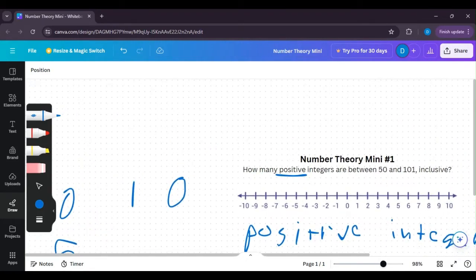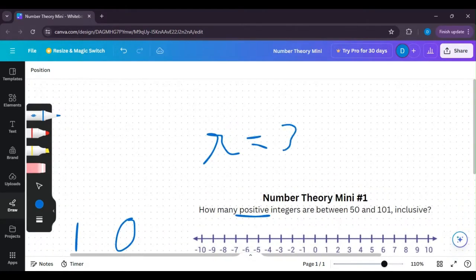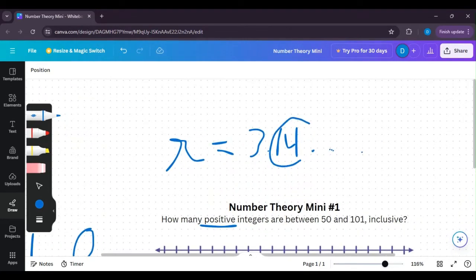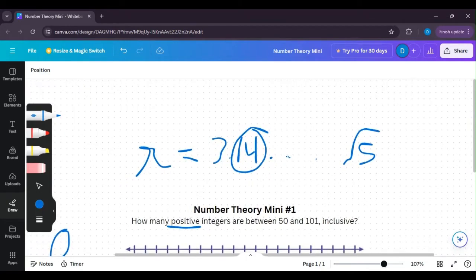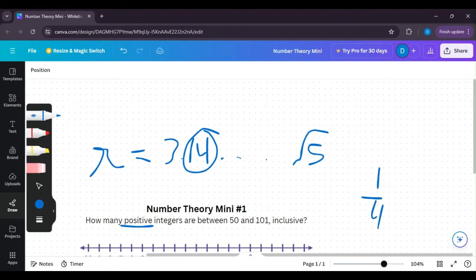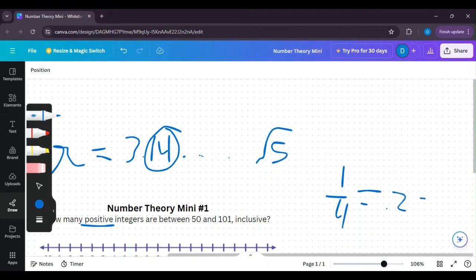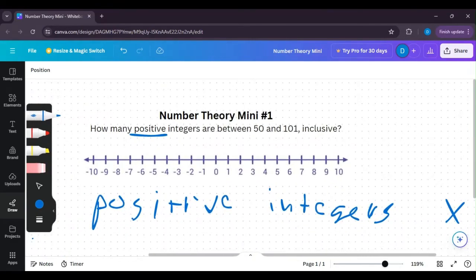So pi is not an integer because it's equal to 3.14 continued, a decimal. Square root of 5 can't be an integer because it is irrational and it has a decimal. 1/4 can't be an integer because its translation is 0.25, and that also has a decimal. So all numbers with decimals can't be integers.